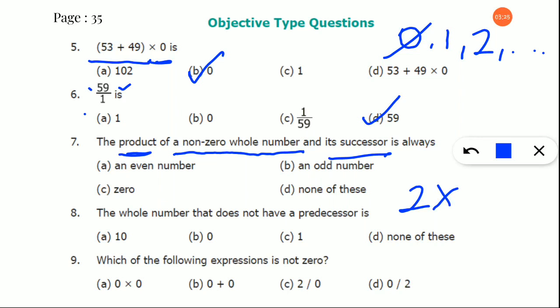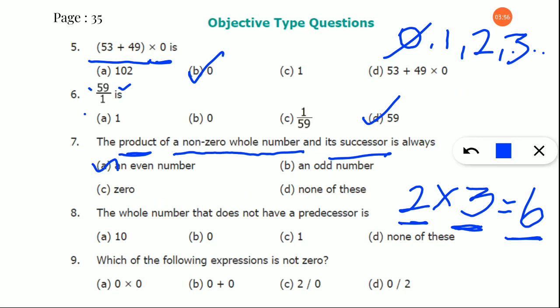So you're going to multiply with its successor. Successor means the number coming after that. What is the number coming after 2? 3. Okay, so you're multiplying with 3. So what is the answer now? 3 into 2 will give you 6. So the question is, the product of a non-zero whole number and its successor is always, the 6 is odd or even? Is even. Okay, if you want, you can check a few more non-zero whole numbers and multiply with its successor and check. Okay, next, eighth one.